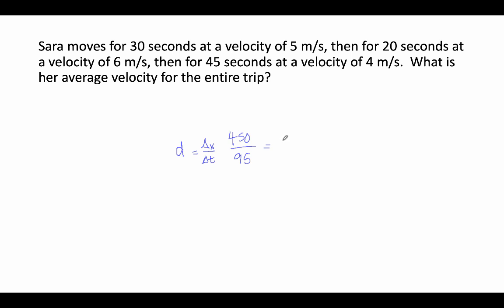And 450 divided by 95 is 4.736, so 4.74 meters per second. Now, we had thought that the average of those was going to be 5, but it's less than that because we spent more time going 4 meters per second, so it brought our average down.